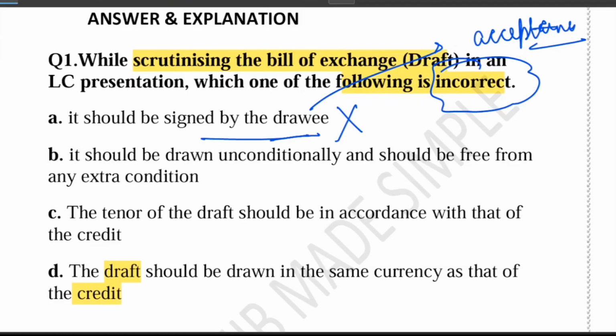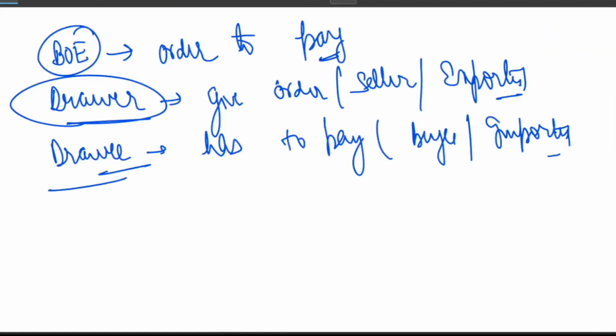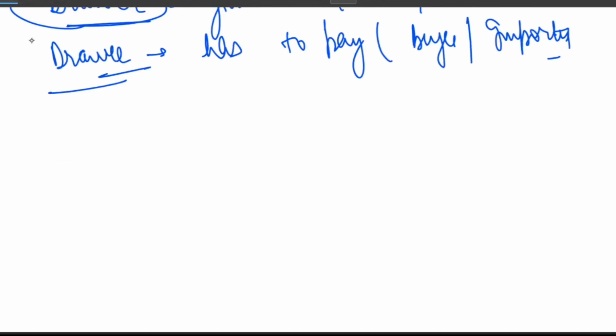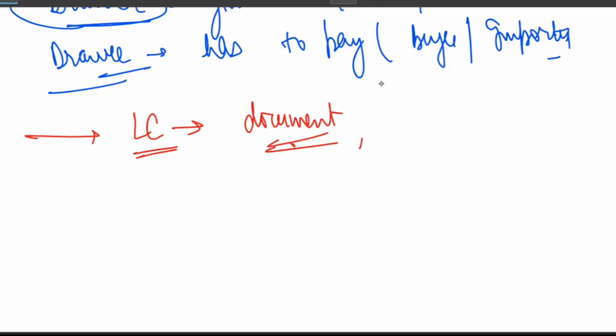Now let's look at option B. It says that it should be drawn unconditionally and should be free from any extra condition. I think this is the correct one. Why? Because we are talking about the bill of exchange in the context of LC. Many times I have told you that the bank always deals in documents. That's why LC is called a documentary letter of credit. The bank does not deal in goods. The bank always deals in documents, right?